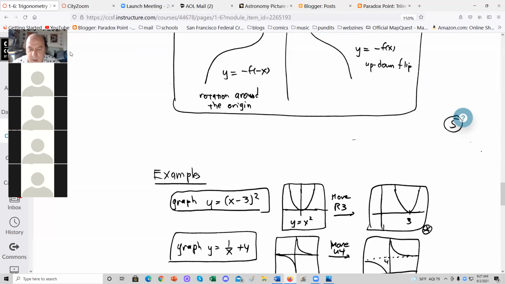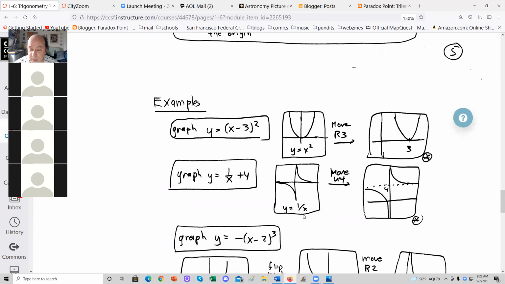So, some examples. Graph y equals x minus 3 squared. Well, x squared is this U-shaped curve. And then x minus 3 squared, you move it right and you get this U-shaped curve which touches down at 3 by 0 instead of 0 by 0.